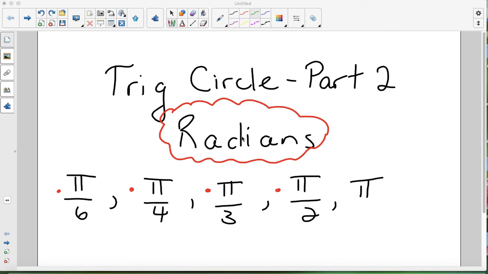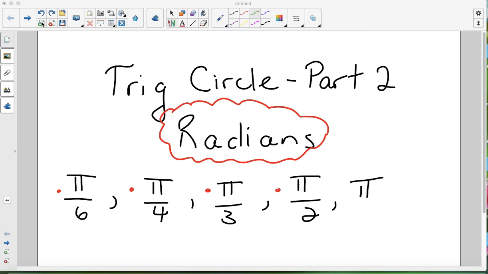In the first trig circle part 1, we talked about degrees and sine and cosine and what they meant on the trig circle. So today we're going to talk about radians and what they are. Radians are a unit of measure, just like degrees, but they work a little differently. You're going to see notation like pi over 6, pi over 4, like the ones you see in front of you. I'll explain in the next screen what each of those means.